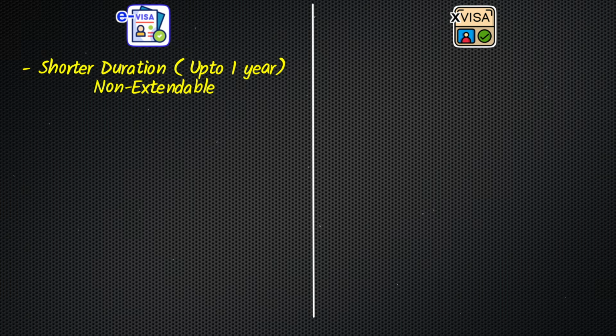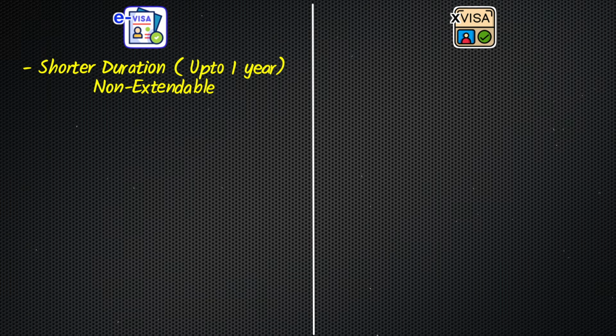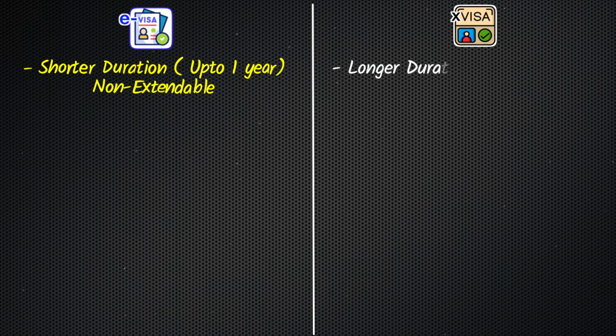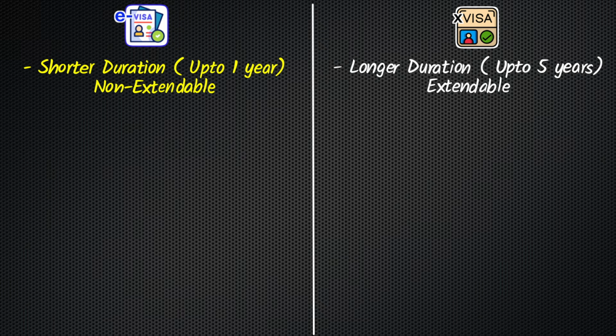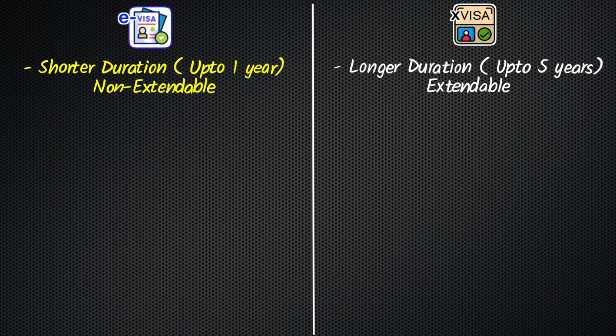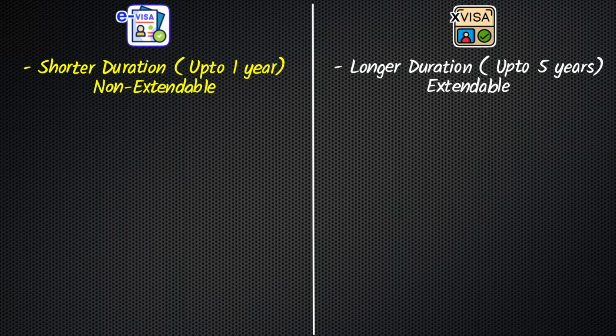And if you're outside India at this point and thinking of traveling to India and thinking of applying for e-Visa, as long as you meet the eligibility conditions for X Visa, applying for X Visa instead of e-Visa will have its obvious advantages. e-Visa is a shorter duration visa that is usually valid for 1 year and cannot be extended. X Visa, on the other hand, is a longer duration visa, usually valid for 5 years, and it can be extended.